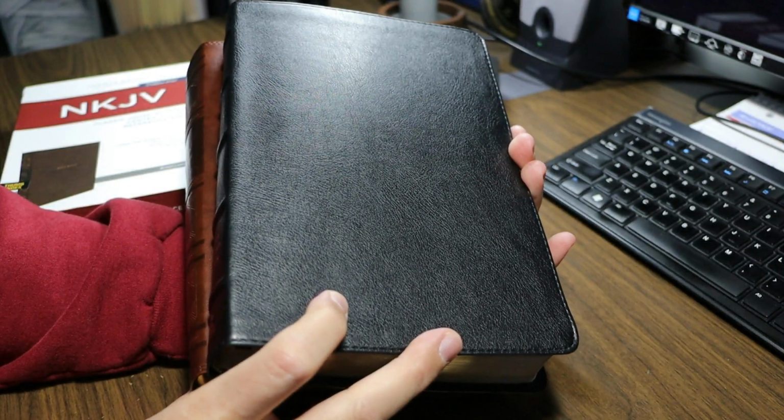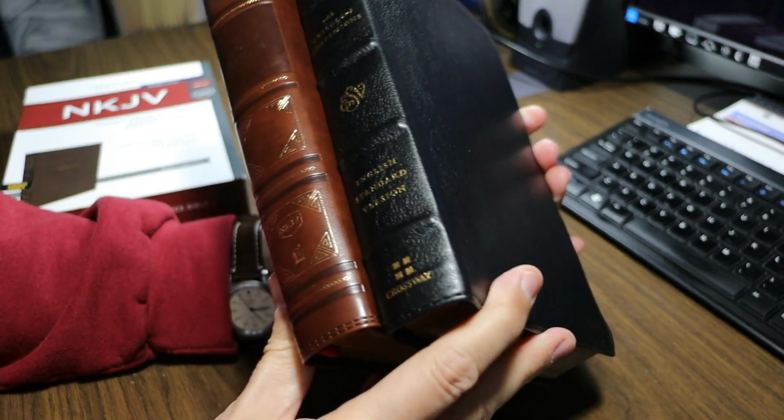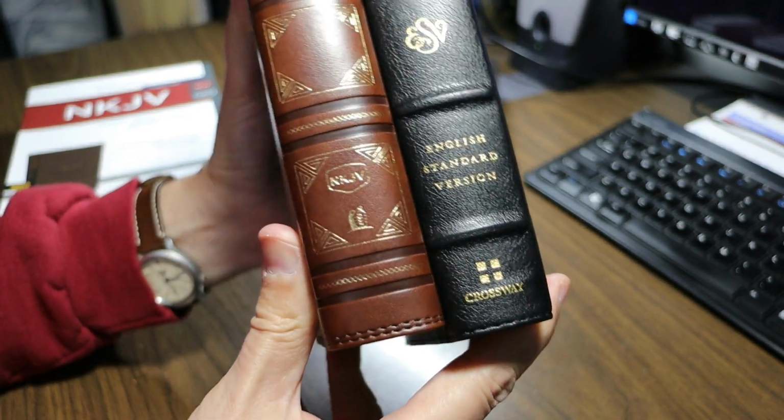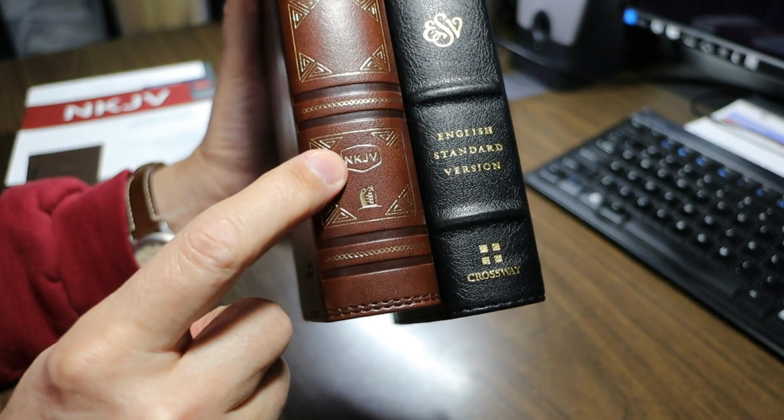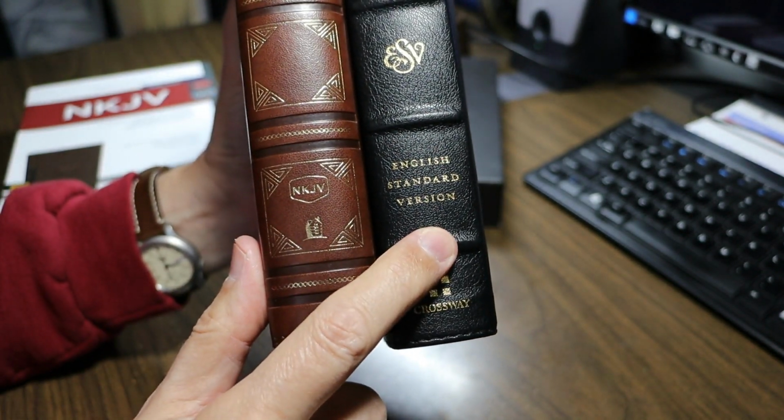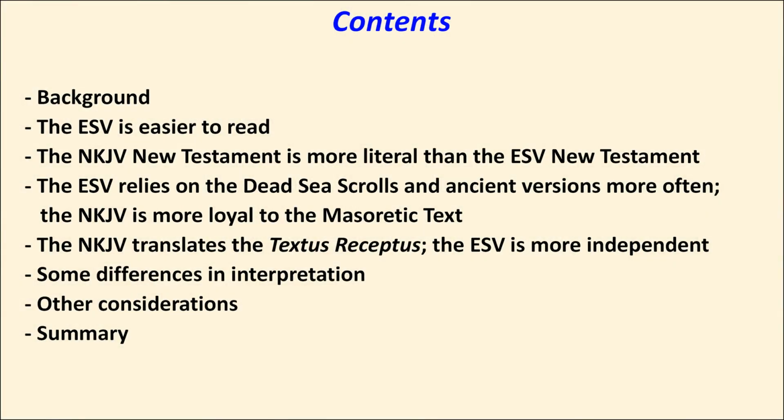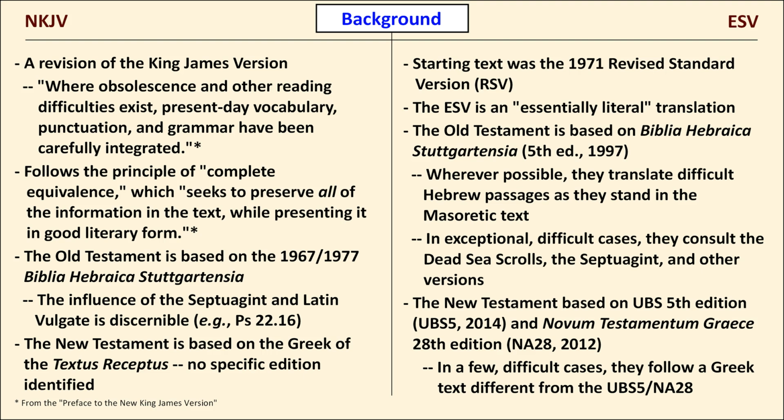In this video, rather than review a Bible, I'll compare two translations, the New King James Version and the English Standard Version. Here's the outline. I want to move quickly, so you may wish to pause the video from time to time. We'll begin with a few words by way of background.